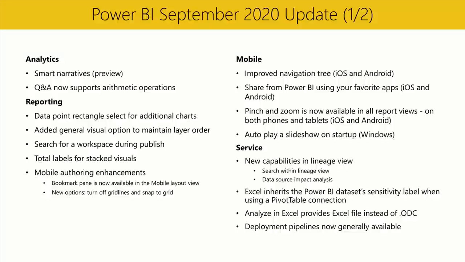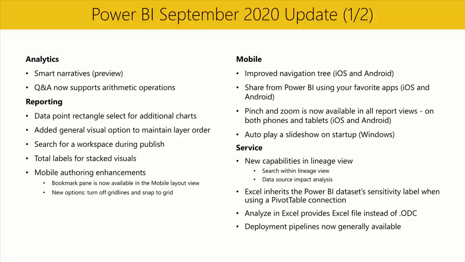If the label on the dataset later changes to a more restrictive one, the label applied on the Excel file will automatically update upon data refresh in Excel. If the dataset sensitivity label is less restrictive than the Excel file sensitivity label, no label inheritance or update takes place. Sensitivity labels in Excel that were manually set are not automatically overwritten by the dataset's label.